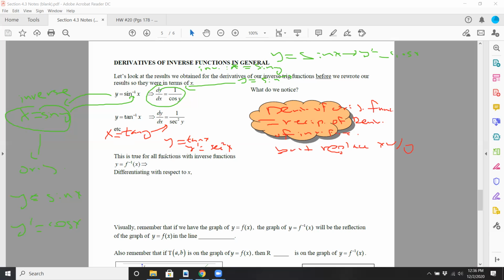So in a way we can actually differentiate this: f of y equals x. That's the same thing. If y equals f inverse of x, then f of y equals x. If I actually do implicit differentiation, you have f prime of y times dy over dx equals 1. So dy over dx is 1 over f prime of y.